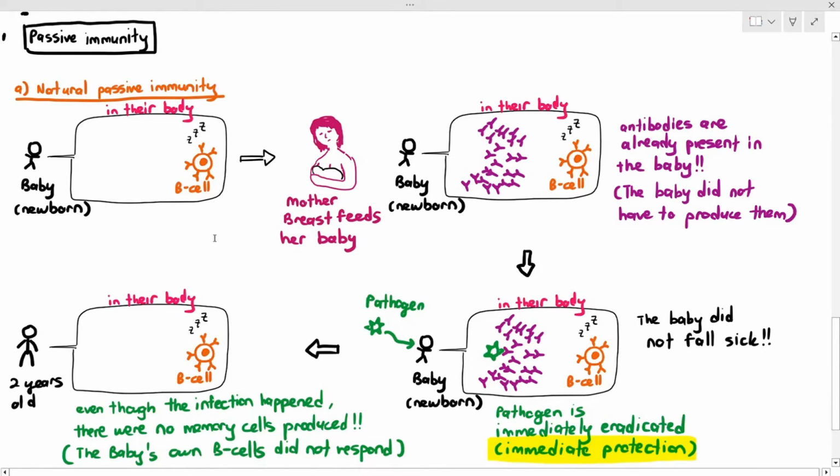A very important thing I like to remind you is when the mother breastfeeds the child, it is only antibodies that are provided to the child. The mother's memory B lymphocytes will not enter the child at all. That's an important condition to follow.